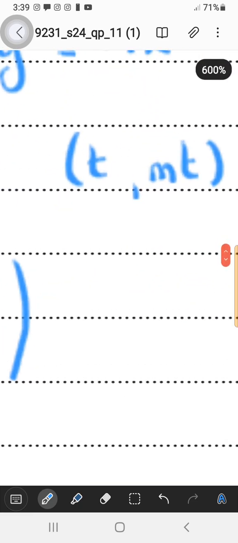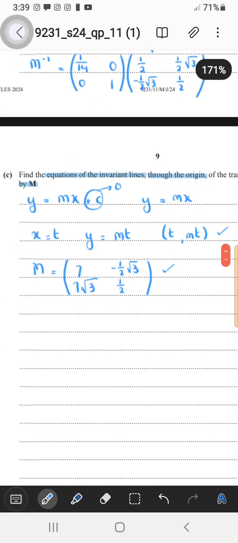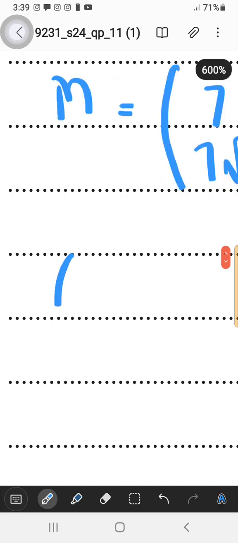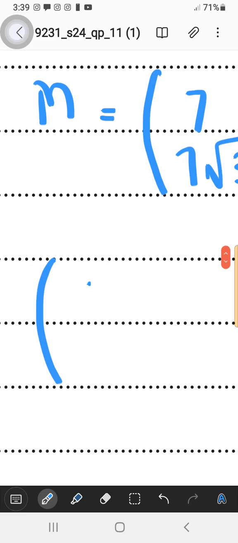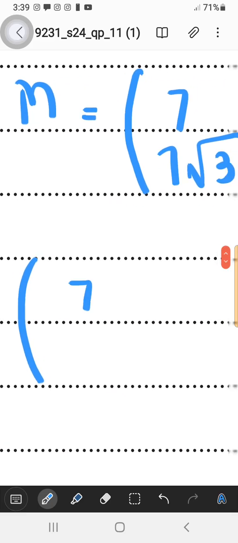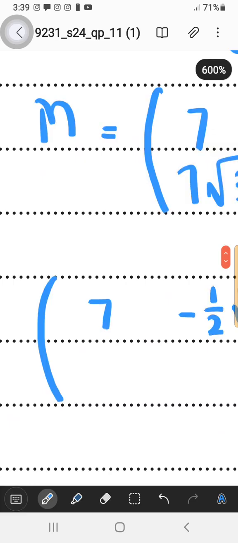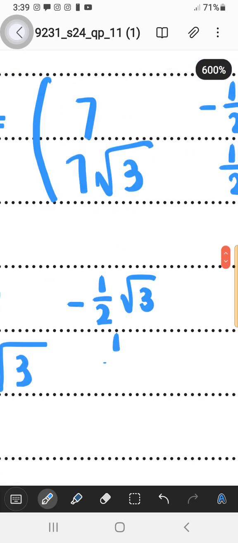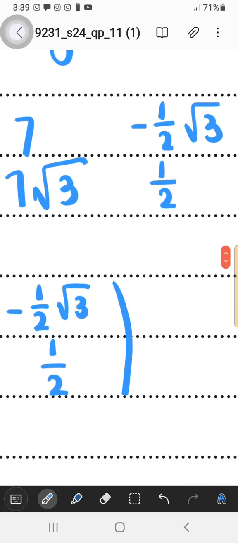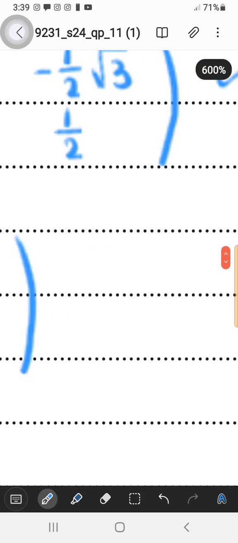Now what we will do? This m and t comma mt will be used. I will write 7, negative 1 upon 2 under root 3, 7 under root 3, and 1 upon 2, multiplied by t, mt.